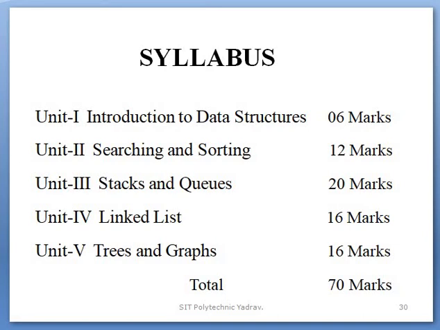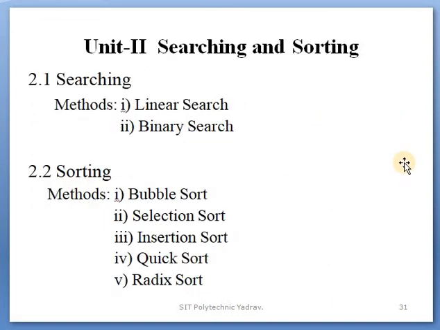Next slide. Syllabus for our course. There are total 5 units. Unit number 1 is already completed. We start our next unit number 2, searching and sorting, for 12 marks. In unit number 2, there are 2 subpoints: 2.1 searching, 2.2 sorting.